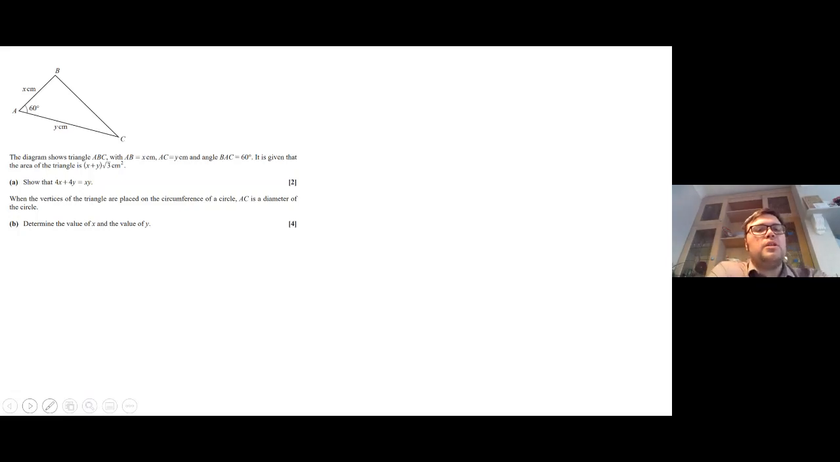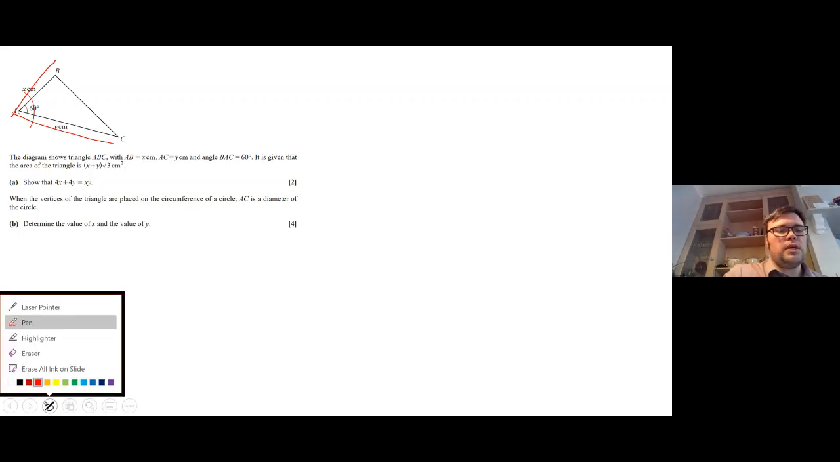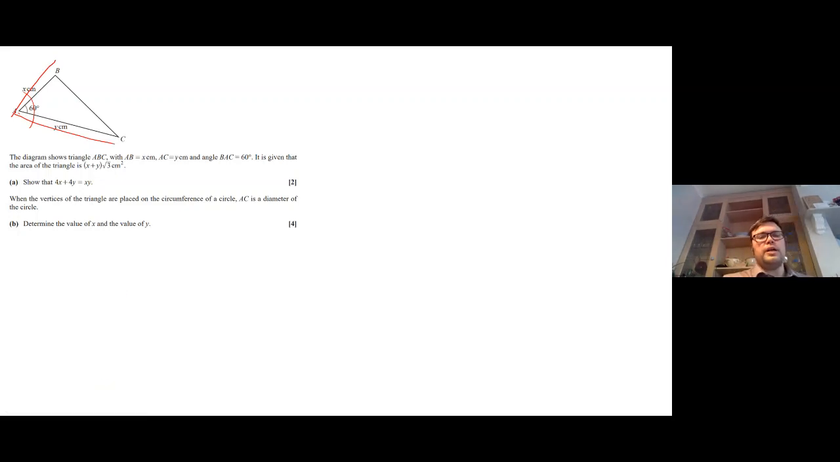Well, looking at the information, the only thing that I know is the area of the triangle. Have I got enough information to calculate the area of the triangle? Yes, I've got my SAS: the side, the angle, and then the side. So I would just use the sine rule to work out the area of the triangle, which is area equals a half, in this case, BC sine A.